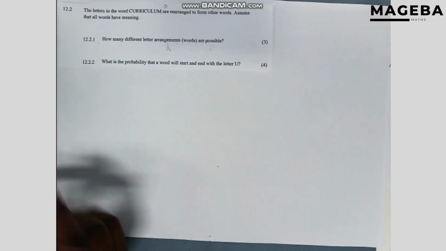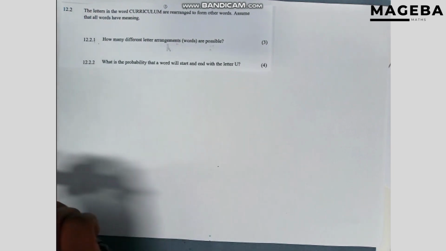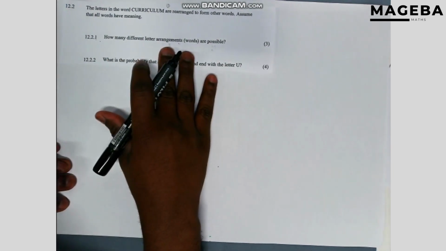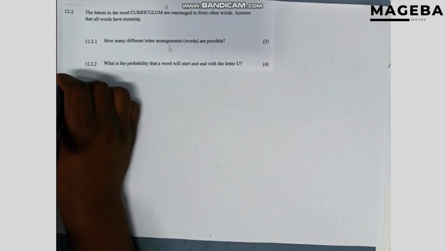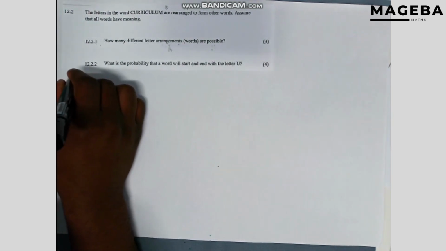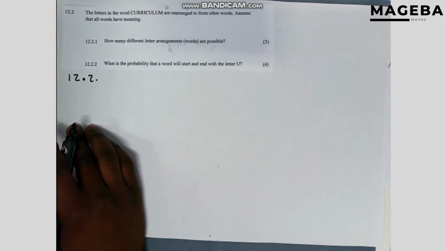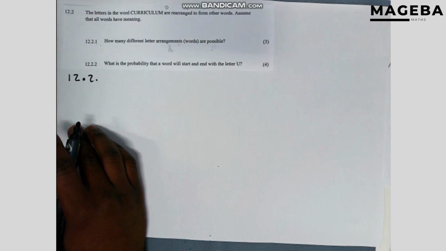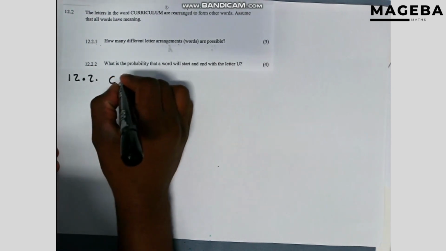And then today we will be continuing with our probability counting principle under grade 12 curriculum. So today we'll be looking at this question here, which is 12.2, which is saying the letters in the word curriculum. Let's just write this word down.